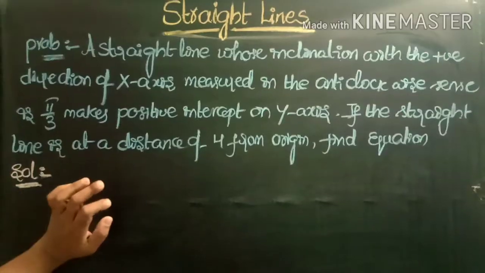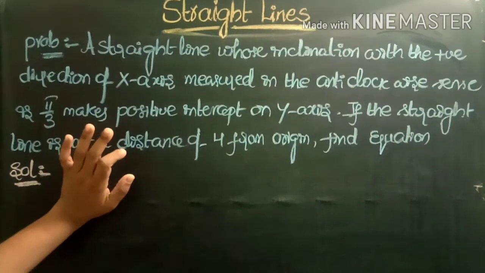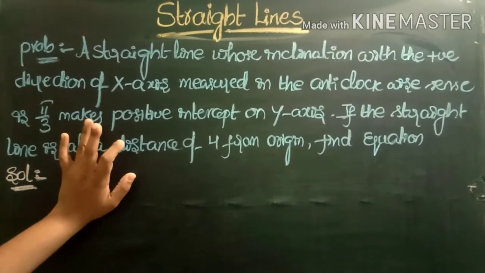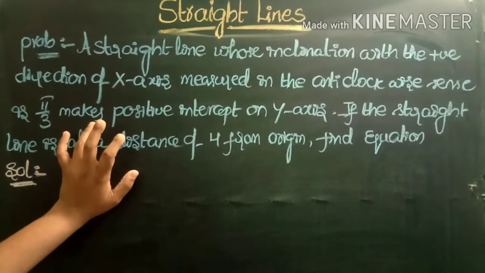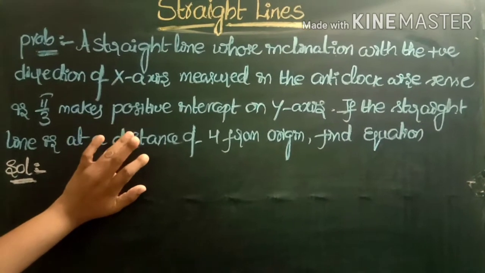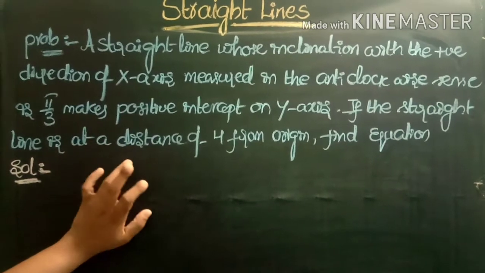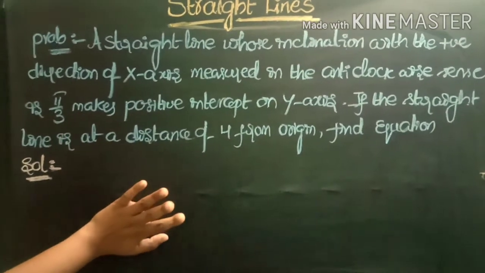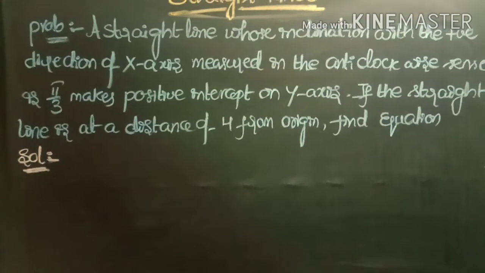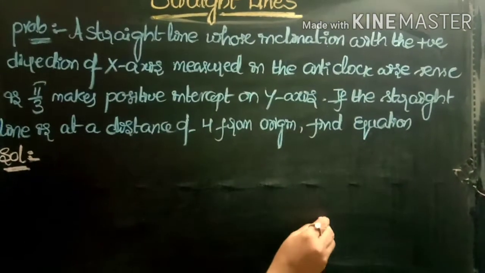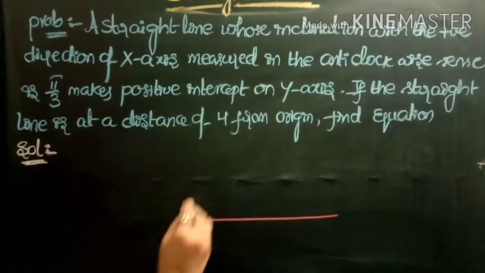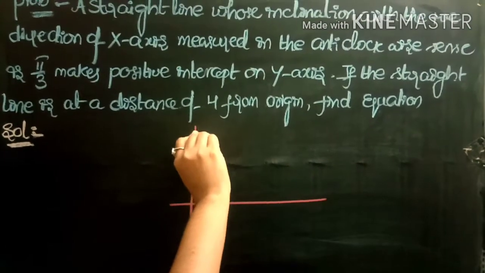That's all. Next problem. A straight line whose inclination with the positive direction of the x-axis measured in the anti-clockwise direction is pi/3 makes a positive intercept on the y-axis. If the straight line is at a distance of 4 units from the origin, then find the equation. So given that the straight line whose inclination with the positive direction of the x-axis in the anti-clockwise direction is pi/3, and the straight line makes a positive intercept on the y-axis.